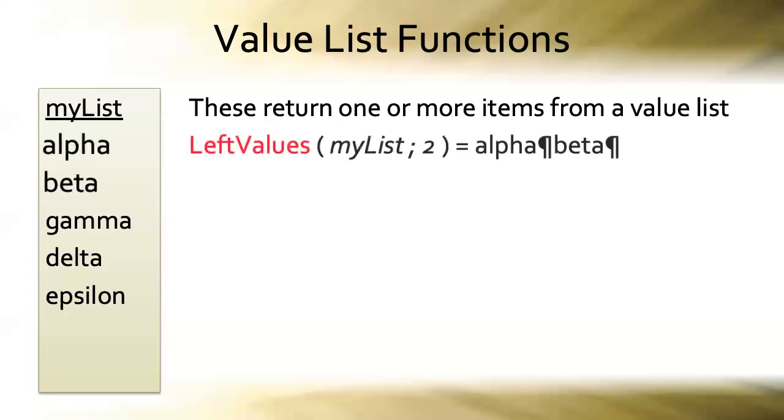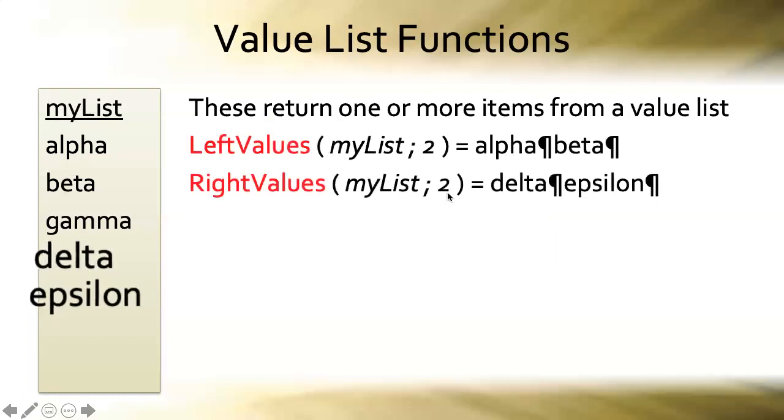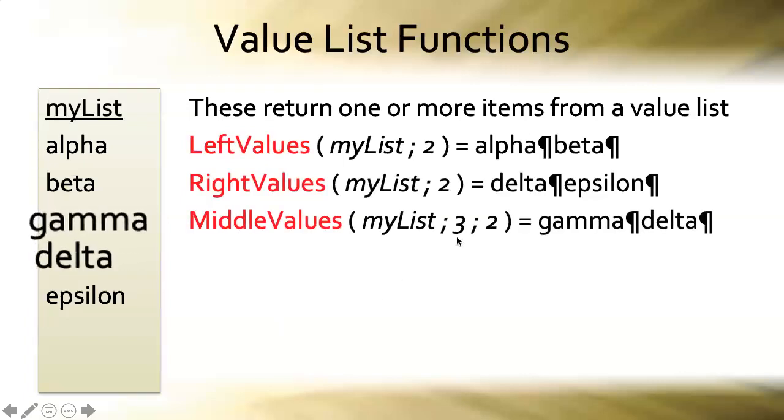You can also use these value list functions, which return one or more items from a value list. Let's take a look at LeftValues, which grabs some values off the left side. That's why you want to think of these horizontally, or the beginning. Let's say we wanted to grab the 2 leftmost values off of my list, then it would bring back alpha and beta. Likewise, we could use RightValues to grab the 2 rightmost. Delta and epsilon would be retrieved then. How about MiddleValues? Starting at the 3rd item and grabbing 2, it would start at gamma, the 3rd item, and grab 2, gamma and delta, giving us this result here.